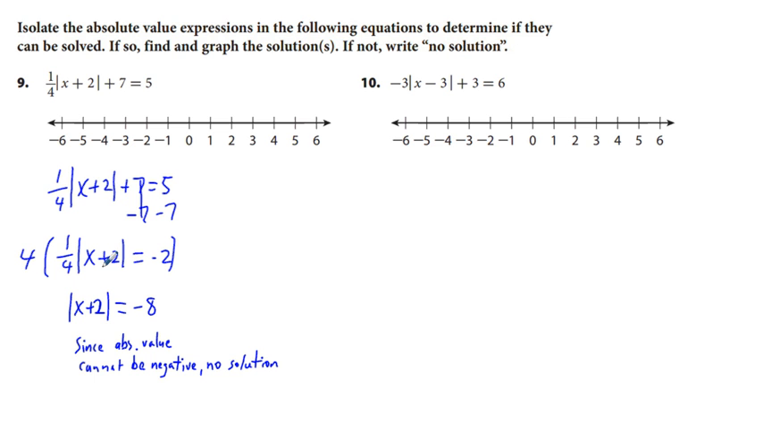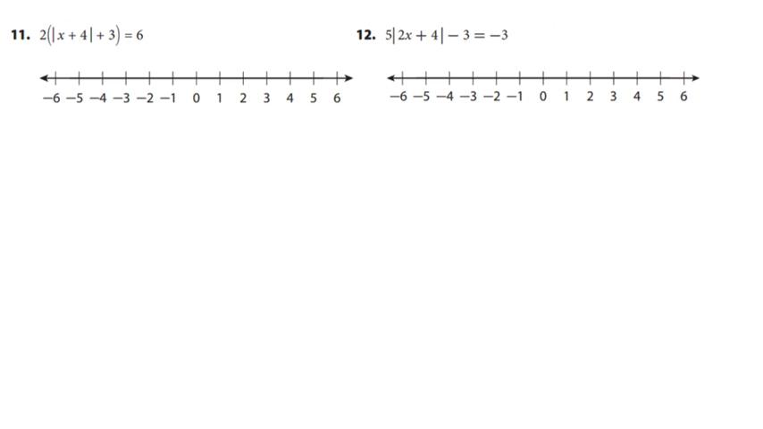And then, of course, we don't have to graph this at all. Next on number problem, 11. Same technique. First thing we're going to have to do is we have 2 times that in parentheses. We're going to distribute here to inside. So I'm going to write the distributed form down below.